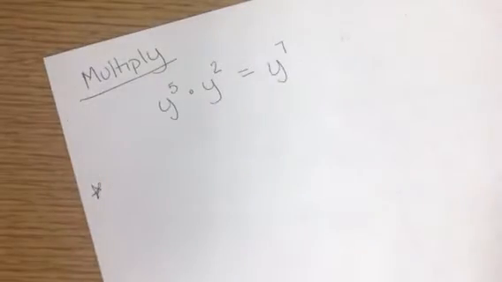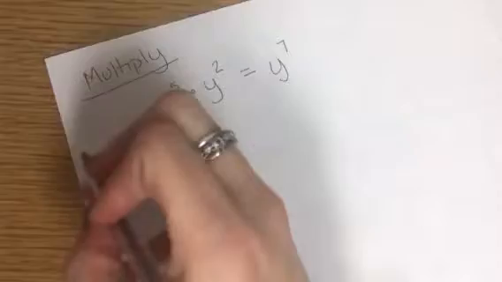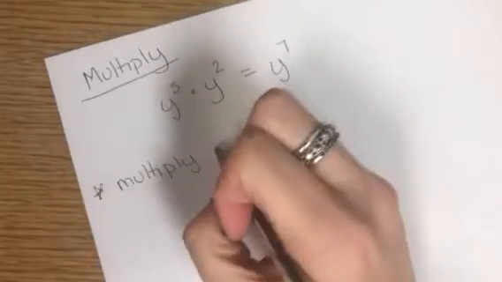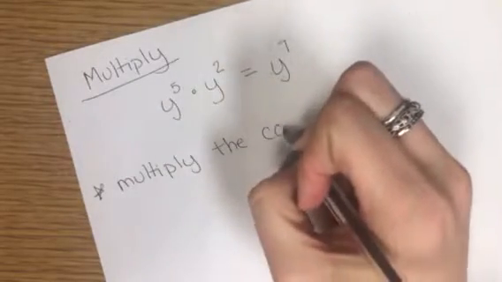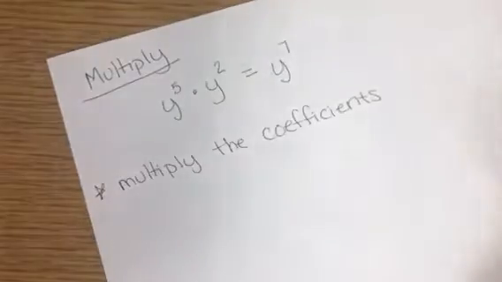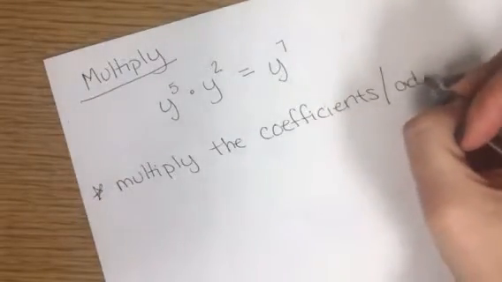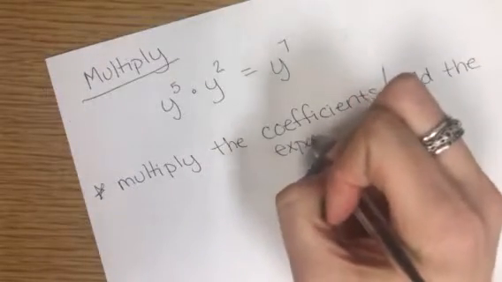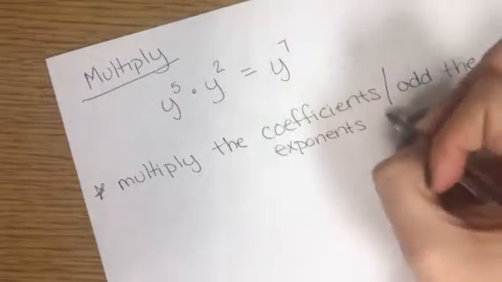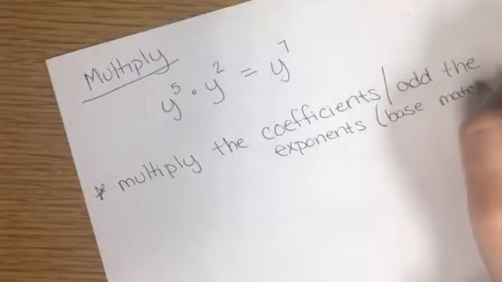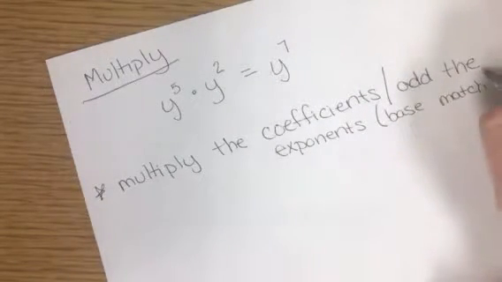Just like the other explanations, if there's a coefficient in front, it's functioning under the operation it always has. So we're going to multiply the coefficients, the big numbers in front, just like we always have, and then we are going to add the exponents. We can only add the exponents if the base matches. X's and Y's can't go together.